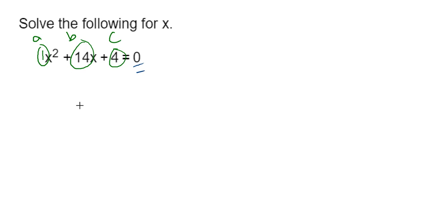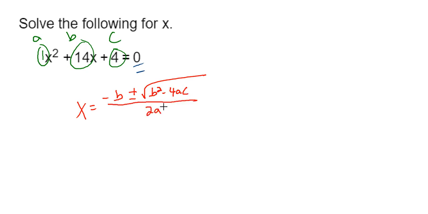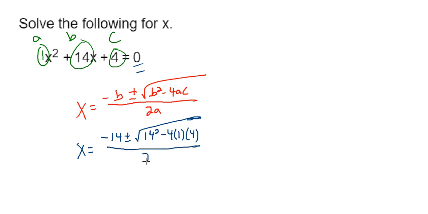The quadratic formula is x equals negative b plus or minus the square root of b squared minus 4ac all over 2a. You need to memorize this, especially if you're in my class. We take the numbers we've identified up here and we plug them into this formula. So we're going to have x equals negative 14, plus or minus the square root of 14 squared minus 4 times a, which is 1, times c, which is 4, divided by 2 times a, which is 1. All right, there's our solution.